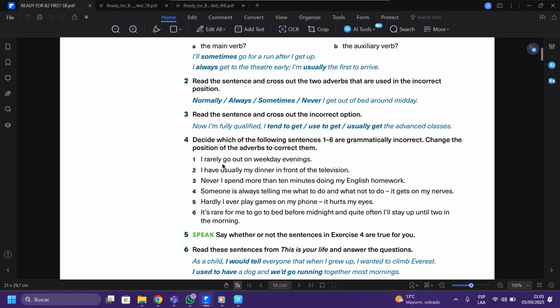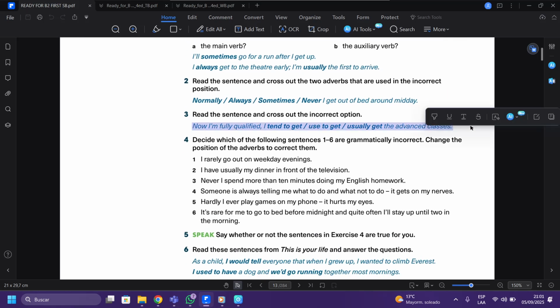Now, we have to read the sentence and we have to cross out again the incorrect option. Now, I am fully qualified and I tend to get, I used to get, or I usually get the advanced classes. What do you think is the one that is incorrect? The number three. You usually get, tend to get, or used to get. Yes, in the exercise number 3.